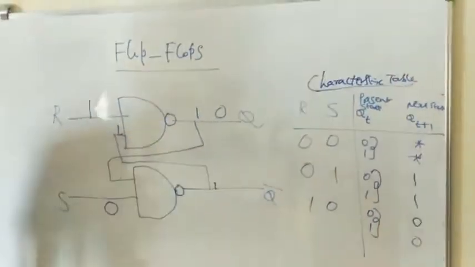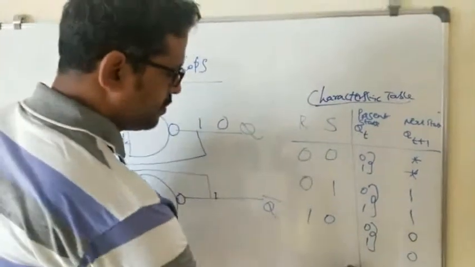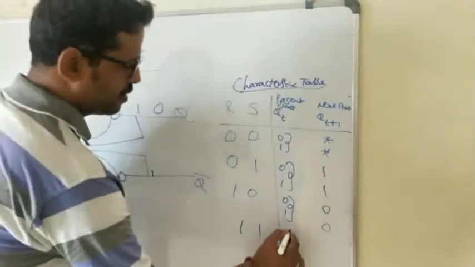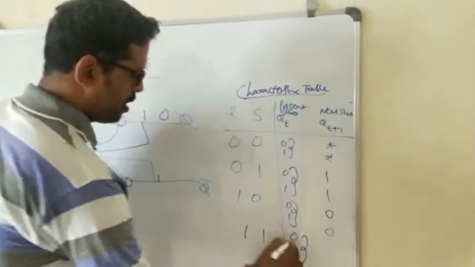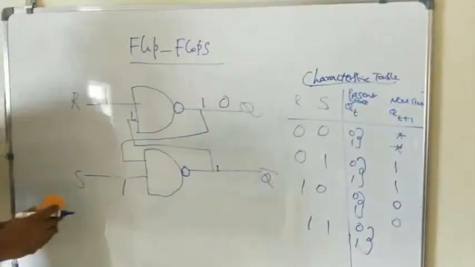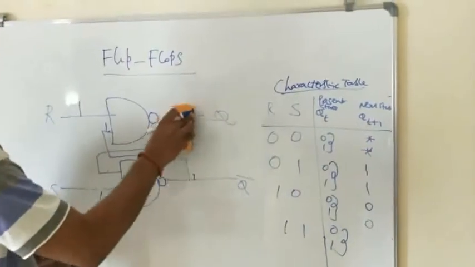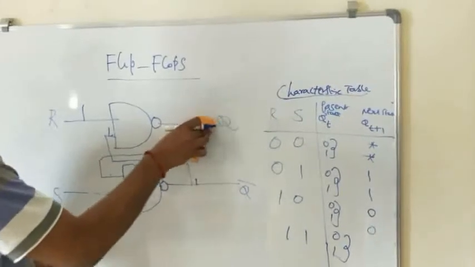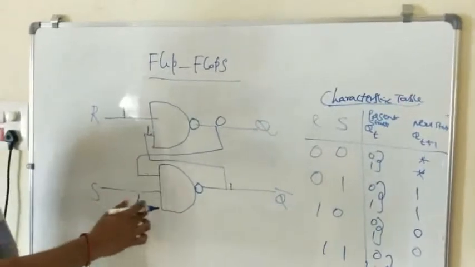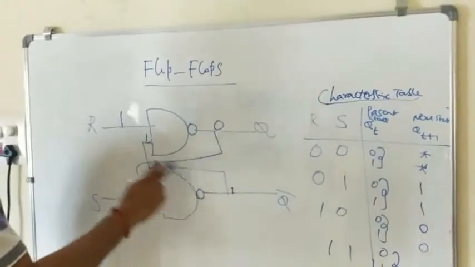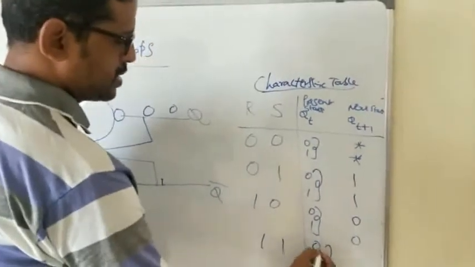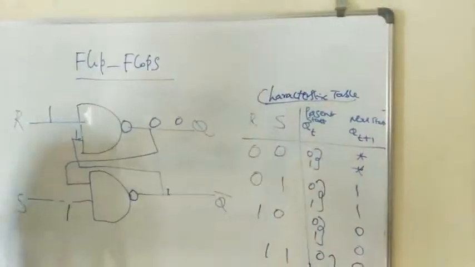Okay. Then next we'll go for the next set of input, 1 1. R is 1, S is also 1. And we are going to assume the present state of Q as 0. 0 means here 1. 1 1 means it is going to be 0. So when the present state is 0, the next state is 0.